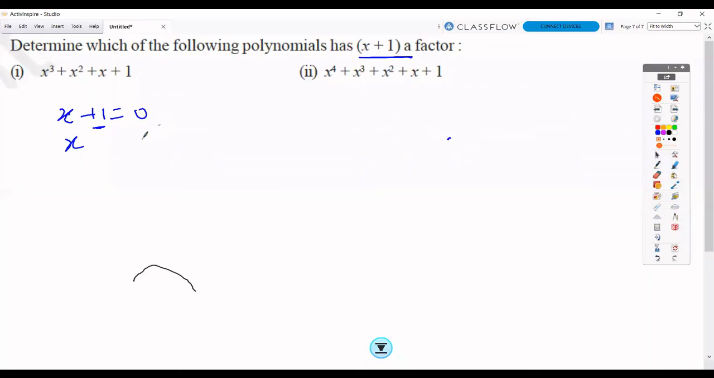So we are going to equate this with 0. Okay. Now, once again, we will transpose plus 1 from left to right. It will become minus 1. And we are going to insert the value of x in the original polynomial. So minus 1 whole cube plus minus 1 whole square plus minus 1 plus 1.